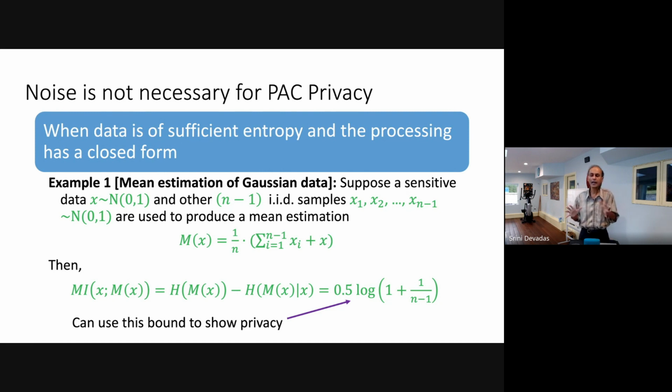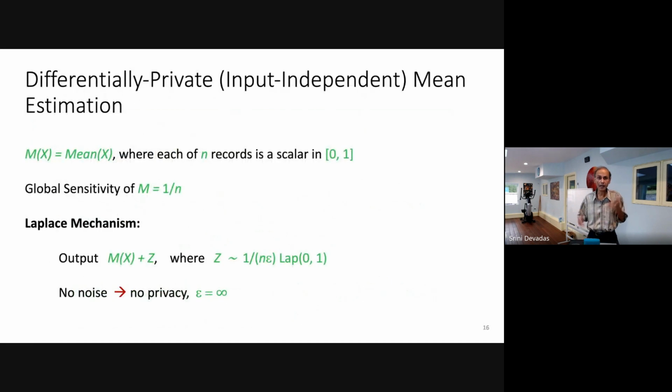And along the way, I did not have to add any perturbation to M of X, but there are definitions like differential privacy that I'll now contrast with, where you would have to do that, right? So I don't know how much you know about differential privacy. I'm not going to assume very much. And I'm going to explain what DP in this example would do. So again, same thing, M of X is the mean of X. The records are a scalar in 0 and 1, and you compute what's called the global sensitivity of M, which in this case is the mean, and in this case is 1 over N.